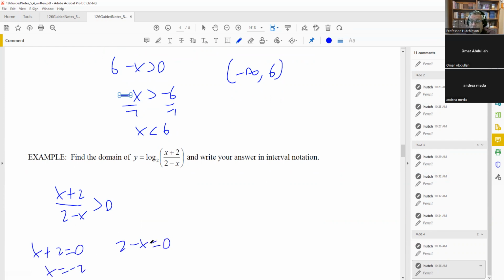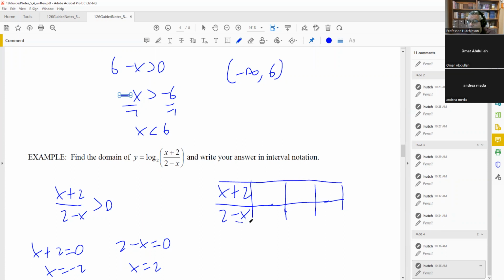So I get x equals -2, and I get x is equal to 2 here. So I get -2 and +2. Well, then what I can do is use either a number line method or a table method. I'll use the table method in this case. We're going to put the two numbers that I have on here, -2 and 2.